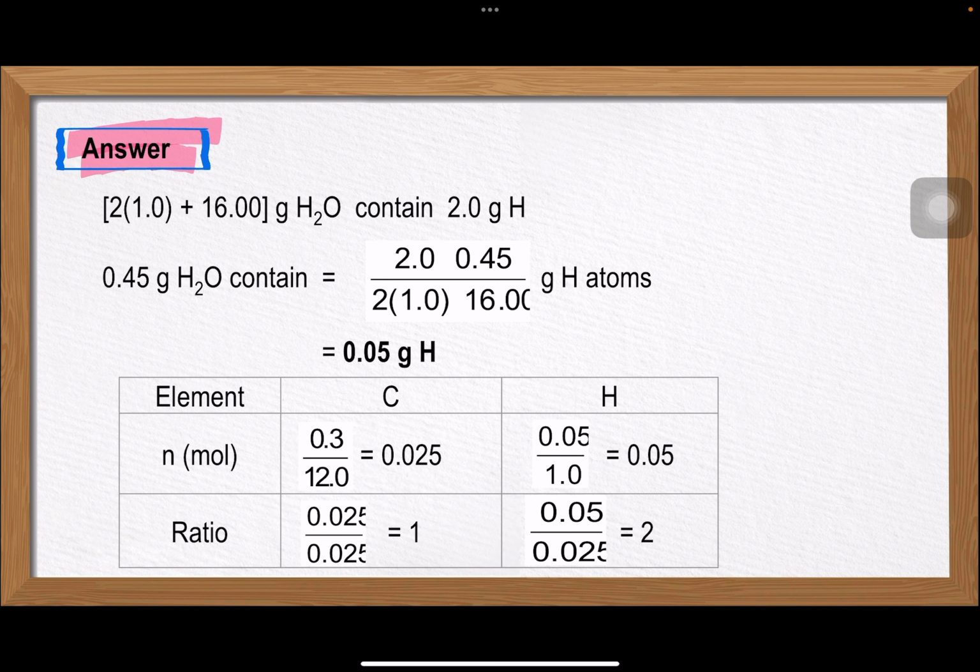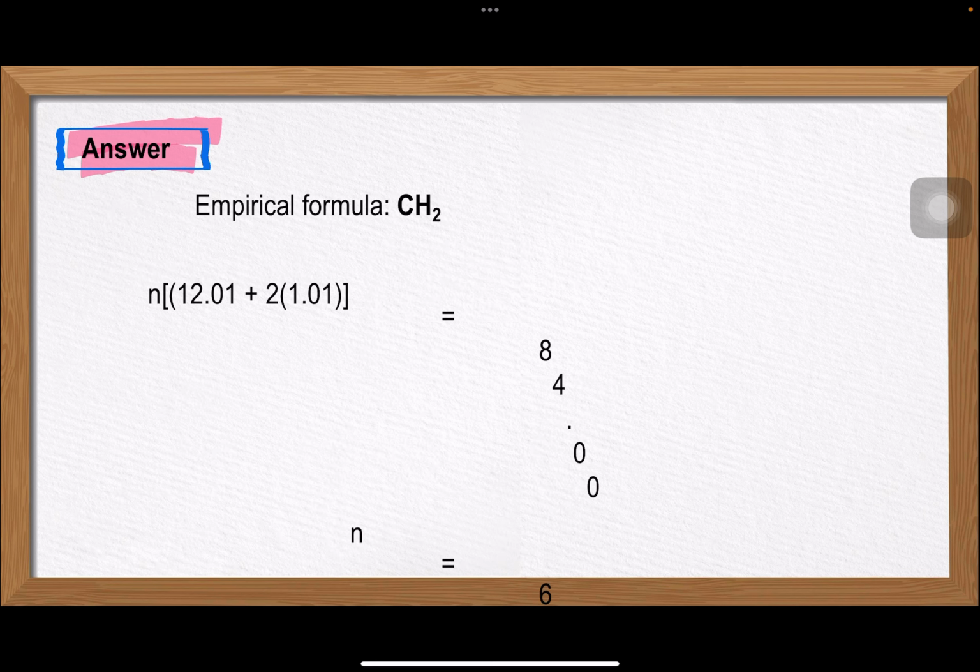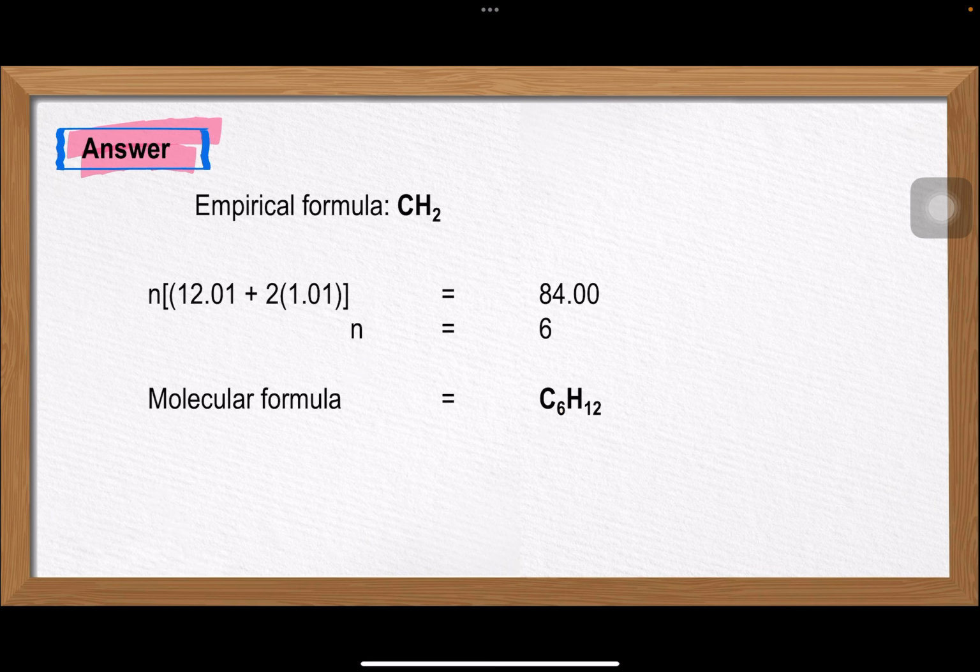So 0.3 gram for carbon and 0.05 gram for hydrogen. So you will get the mass, so you can get the empirical formula. So CH2 empirical formula. So molar mass is 84. So you will get N is equal to 6. So the molecular formula is N times empirical formula. So molecular formula is C6H12.